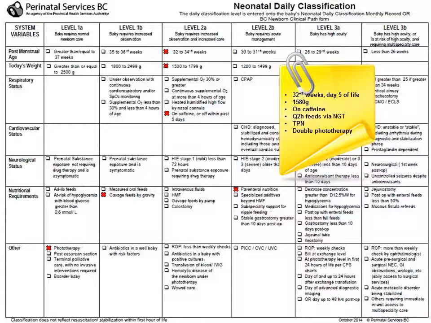If you look at all the variables, parenteral nutrition ranks the highest. Therefore, this baby would be considered a 2B, and that is what would be reflected on the newborn clinical path or monthly record. Although you may never have such a case for so long on your units, it was selected as an example to demonstrate how one variable can bump up the classification assigned to the baby.